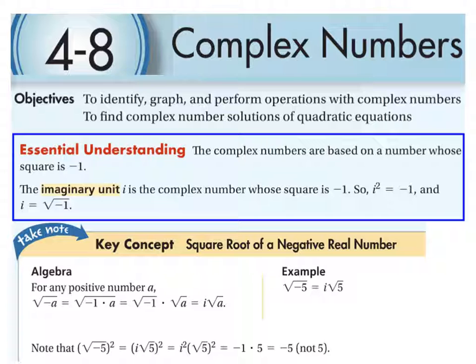Today we're going to be taking a look at identifying, graphing, and performing operations with complex numbers, and also finding complex number solutions of quadratic equations. First of all, what a complex number is.